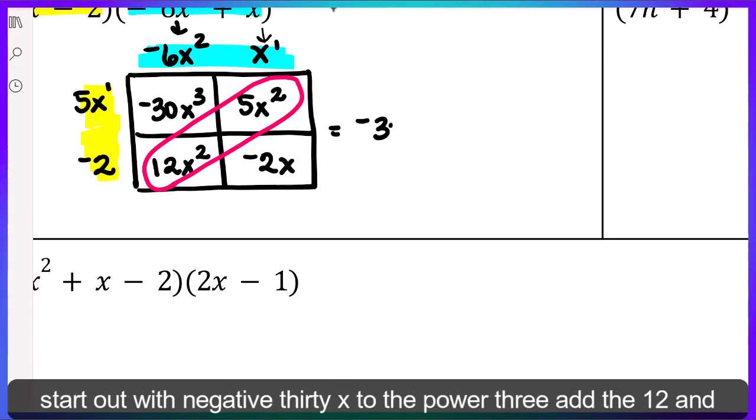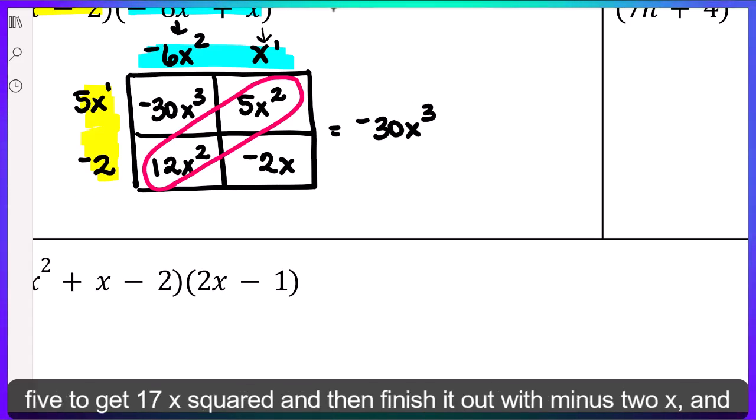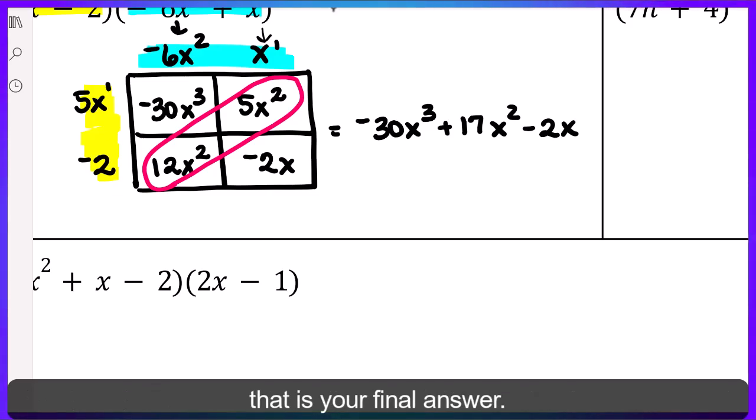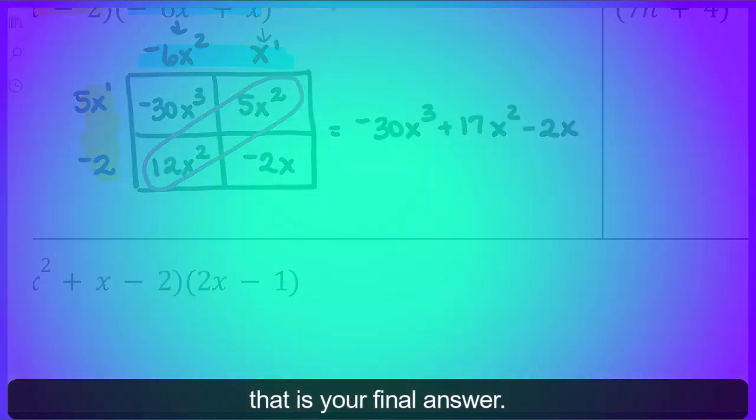So I'm going to start out with negative 30x to the power 3. Add the 12 and 5 to get 17x squared. And then finish it out with minus 2x. And that is your final answer.